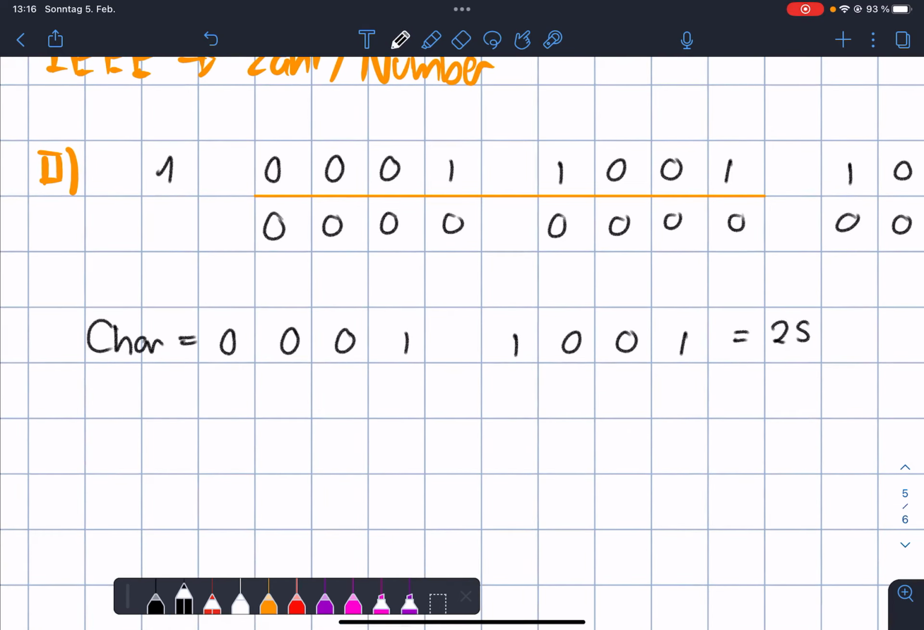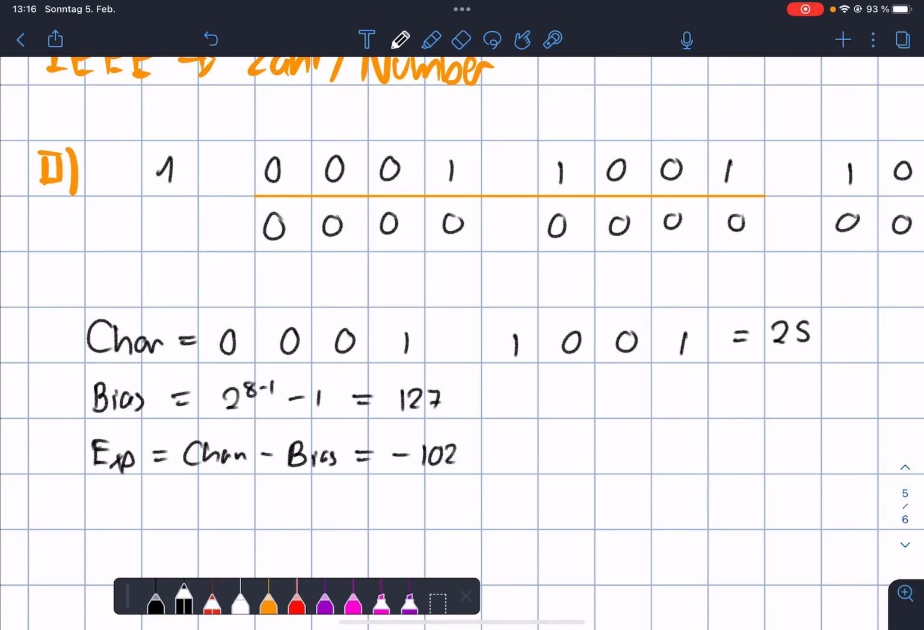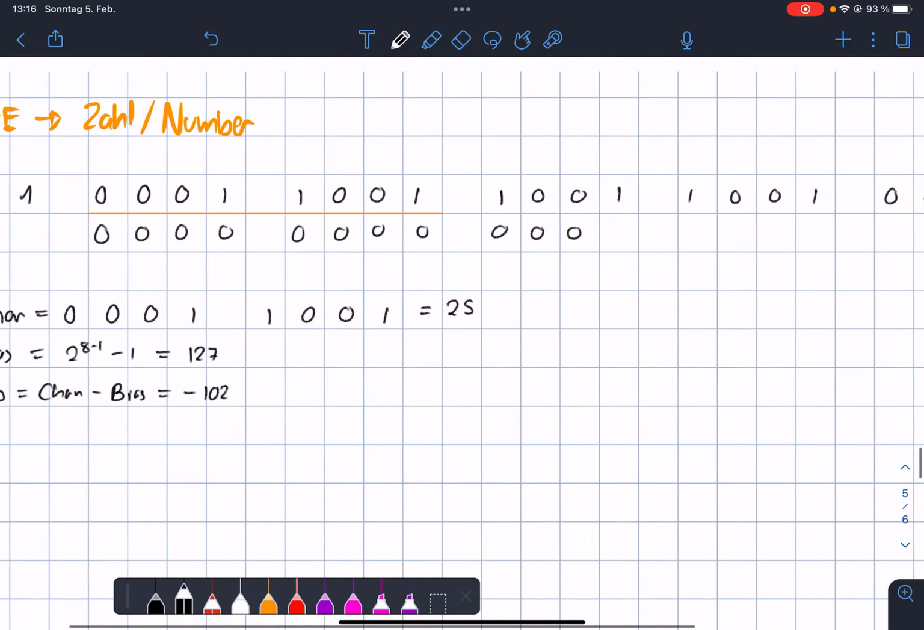Now let's do the BS, it is going to be the same thing, because we already calculated. It's still going to be 8 digits, so it's going to be minus 1 is going to be 127. So now we can do exponent, which is char minus BS. So it's going to be 25 minus 127. In this case, minus 102. So we can write minus 102.